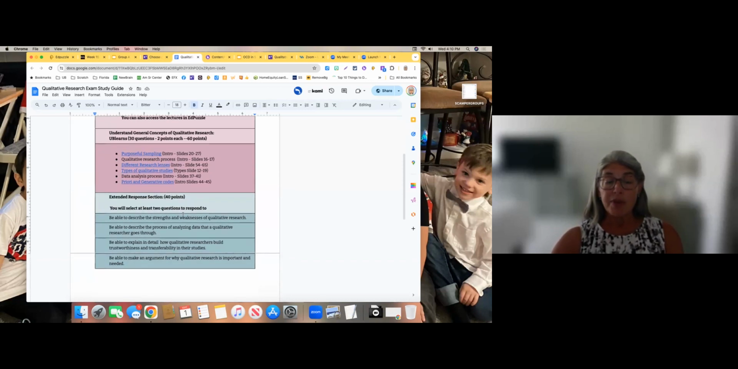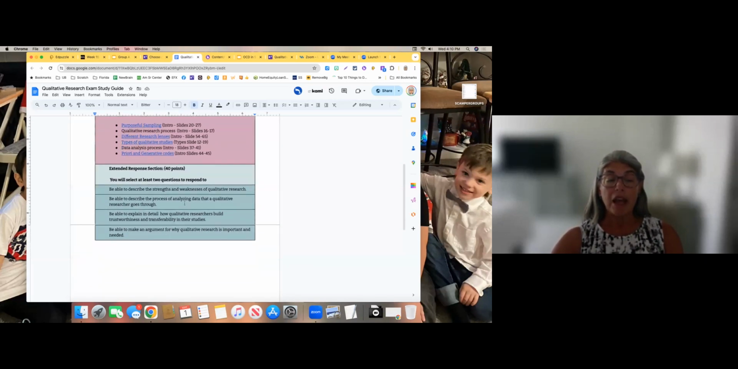Now when it comes to extended response, that's going to be worth 40 points. You're going to pick 2 of these. You could pick 3 for extra credit if you wanted to. These aren't the exact questions, but one is you need to be able to describe the strengths and weaknesses of qualitative research. You need to be able to describe the process of analyzing data that a qualitative researcher goes through, be able to explain in detail how qualitative researchers build trustworthiness and transferability in their studies. And one of them is be able to make an argument for why qualitative research is important and needed.